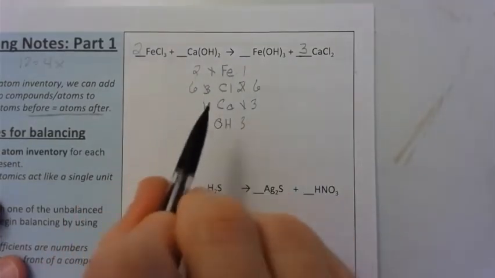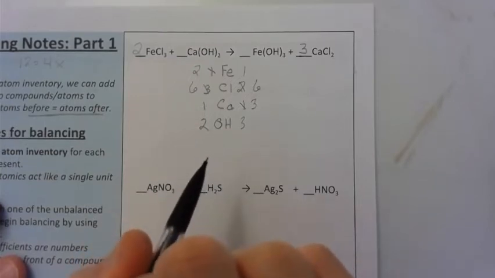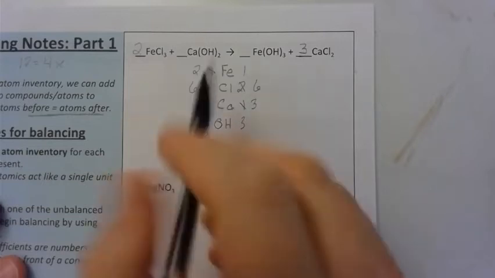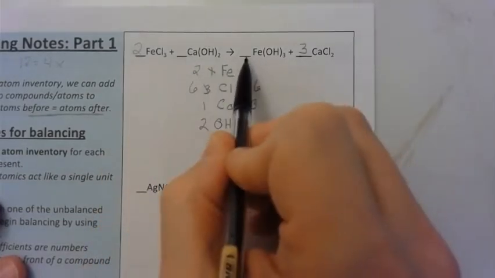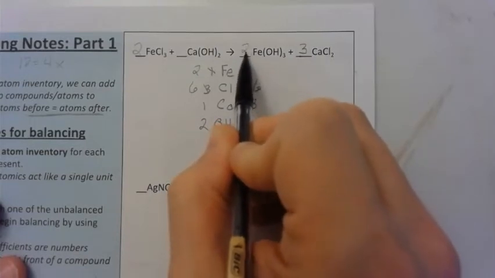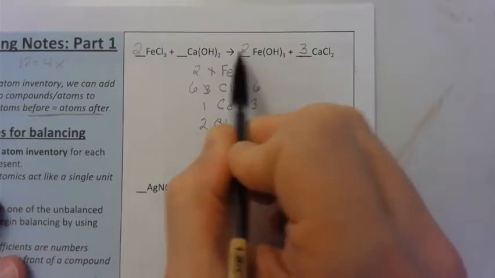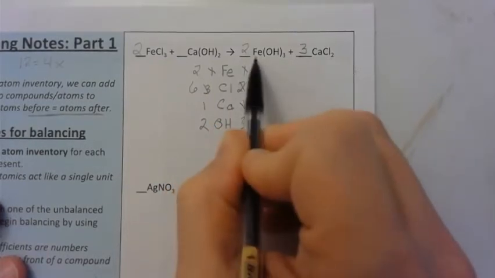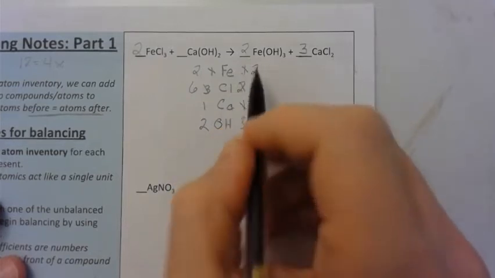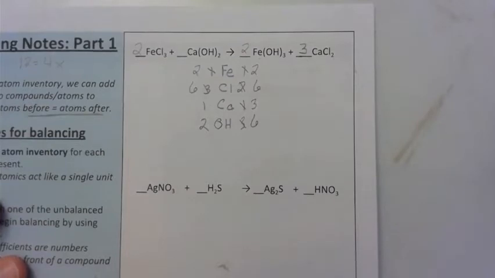Now we've got 3 other elements that aren't balanced, and really we could pick any one of those as our next starting point. Okay, so if we pick iron, we put 2 irons in, so we would have to put a 2 here to get 2 irons coming out. Right? So now if we update this inventory, that means that we've got 2 irons on the product side and a total of 2 times 3 or 6 hydroxides on the product side.